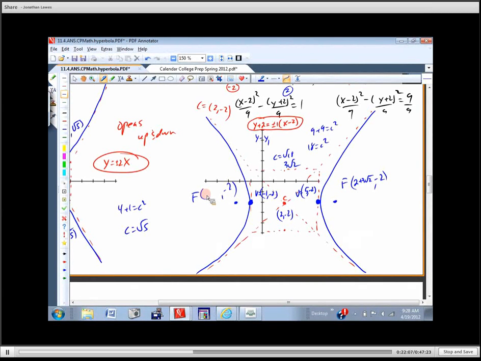What's this one going to be? 2 minus 3 radical 2. Okay, see all those numbers? They're kind of like conjugates of each other. Okay. Any questions?